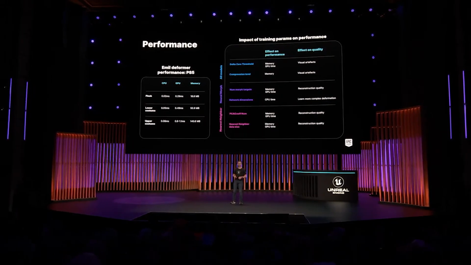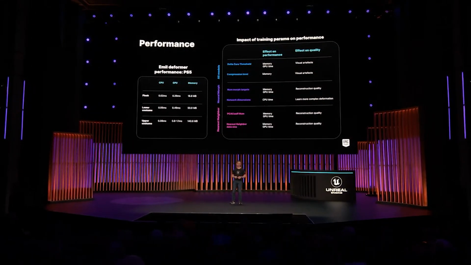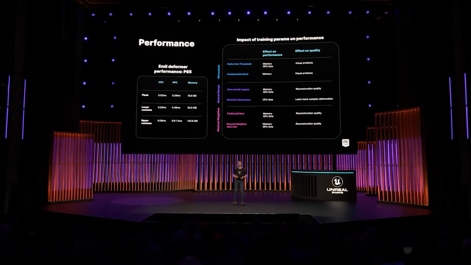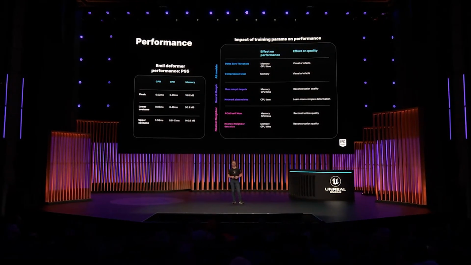Now, for the nearest neighbor model, PCA coefficient number and nearest neighbor data can be seen as broadly analogous to the number of morph targets, and this affects memory and GPU time.